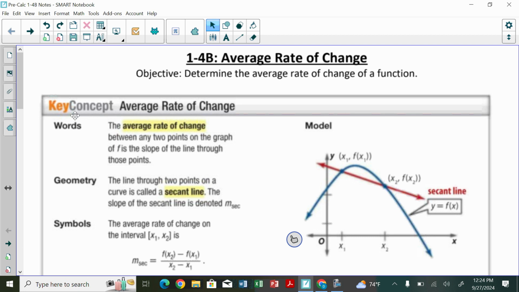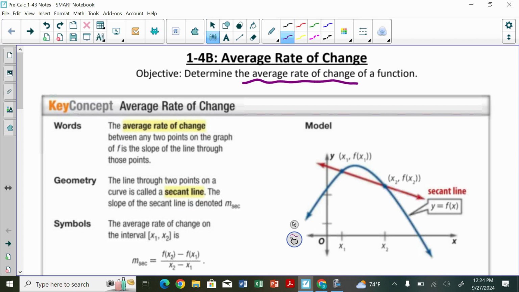We're talking now about the second part of section 1.4, which is 1.4b, average rate of change. It's a much shorter video, a much shorter concept, and I think a little easier concept as well. So we are going to do just that. We're going to determine the average rate of change of a function. Let's see, where have we seen that before?